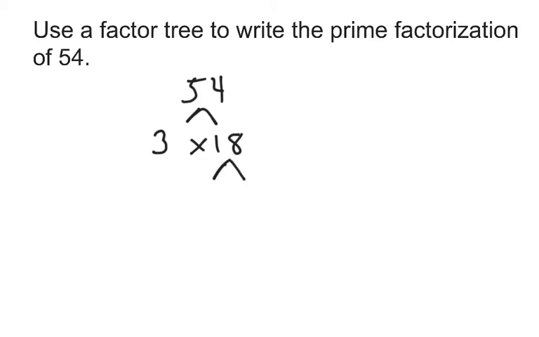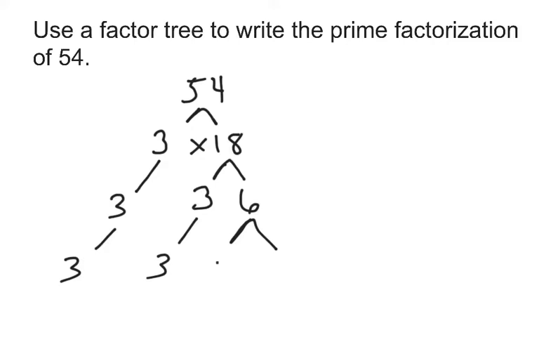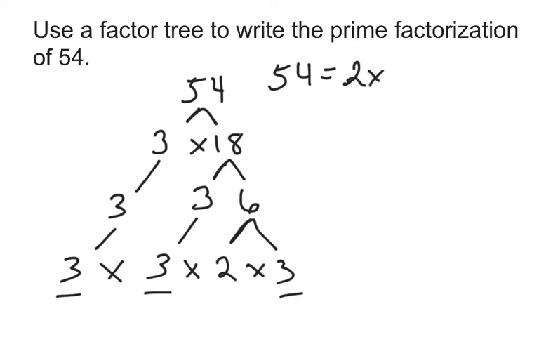Well, we can break up 18 into 3 times 6. Now 3 is prime, so that's going to continue with us. And again, 3 is prime, but 6 can be broken into 2 times 3. So we know that this gives us the result of 2 times 3 times 3 times 3.